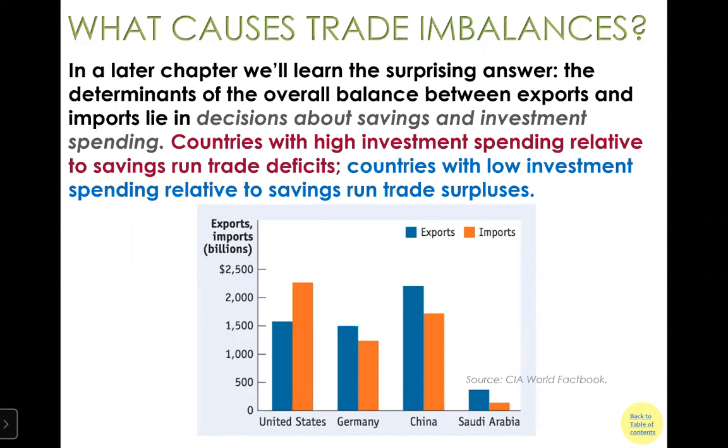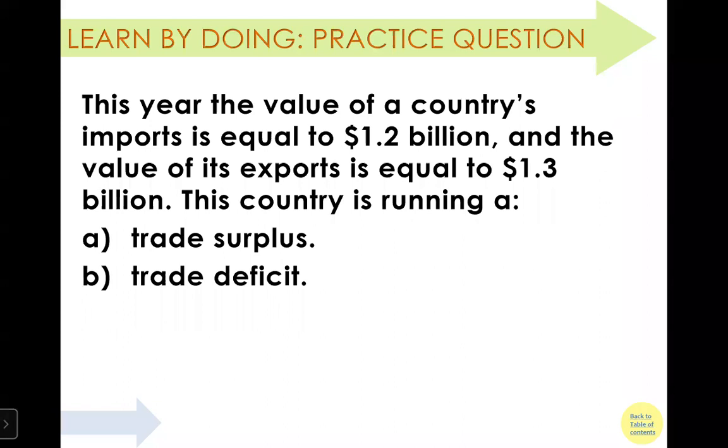But certainly, if a country runs a trade deficit and doesn't have sound economic fundamentals, that can be a problem down the road. This country must keep borrowing from the rest of the world, from foreigners, and eventually the debt burden will become too big to bear.